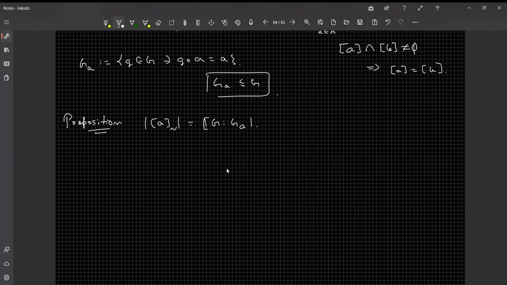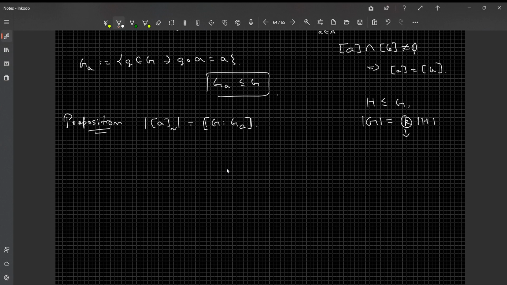Rather, I should write it like this. So if you remember what the index of the stabilizer basically means, suppose you had studied Lagrange's theorem. I think we covered this in the first lecture where we discussed general group theory. If you have a subgroup H of G, then the cardinality of G can be represented as K times the cardinality of H.